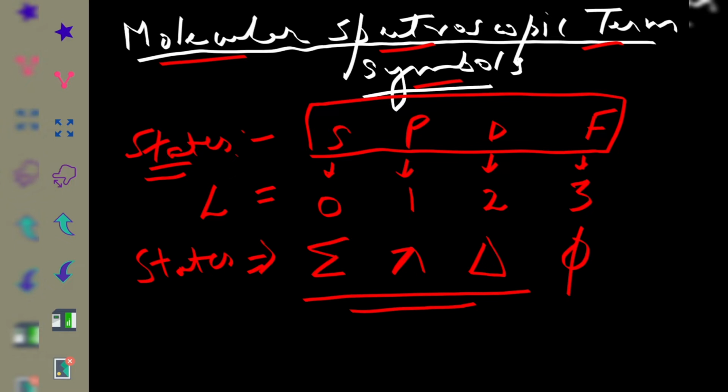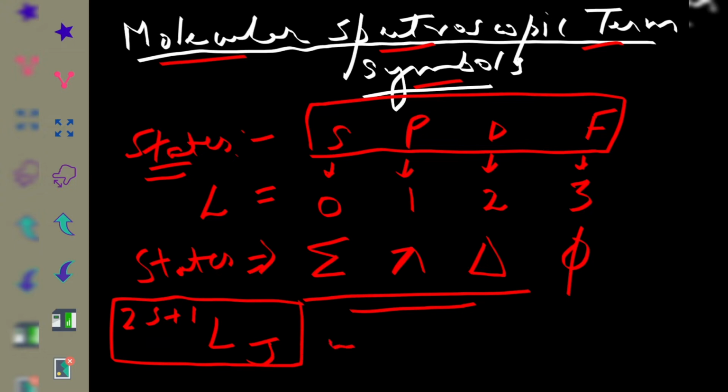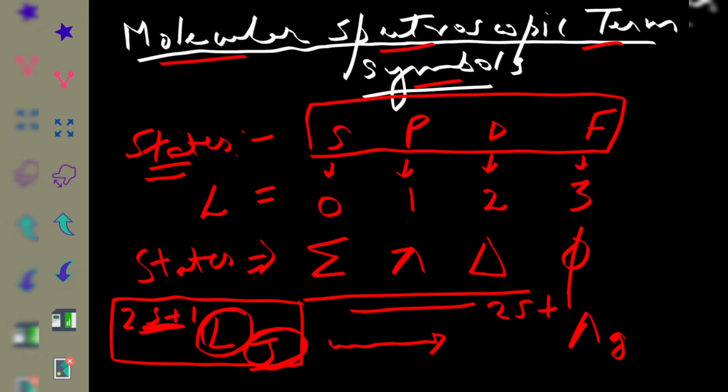We already know that the expression for writing the term symbol for an atom was 2S plus 1, L, and J value. So this was for the atom. But when we do it for a molecule, we have to make some changes in the expression. The multiplicity will remain the same in the superscript, that is 2S plus 1. Instead of the L value, we write lambda. And then instead of J, we write g or u.